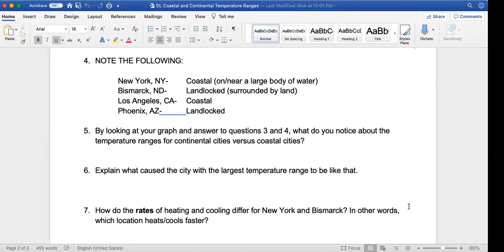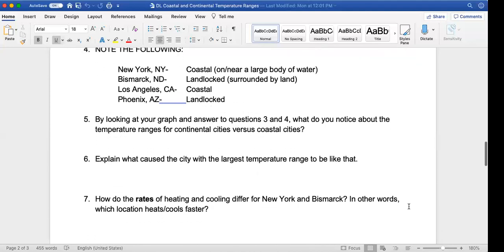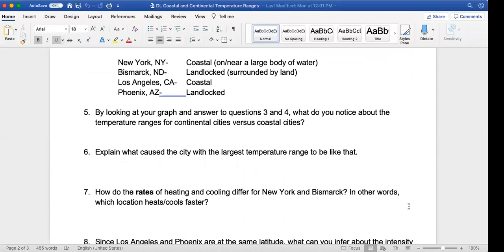Okay, so on the other hand, the one that has the largest temperature range, I forgot which one that is off the top of my head, but you'll get that out of your chart for number 3. The city with the largest temperature range is like that because it's landlocked. Whichever city it is, it's landlocked, meaning surrounded by land, and land heats and cools faster than water. So in the summertime, those city locations that are landlocked are going to jump up in temperature very quickly. But then in the wintertime, it's going to cool down very quickly. So it's a much sharper temperature curve because land heats and cools faster than water. That's the main idea for number 6.